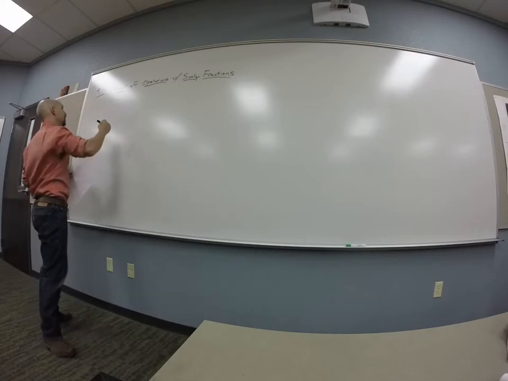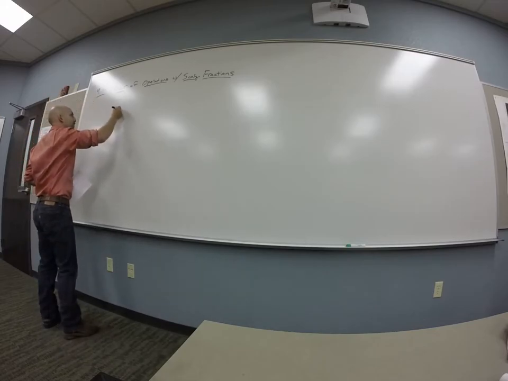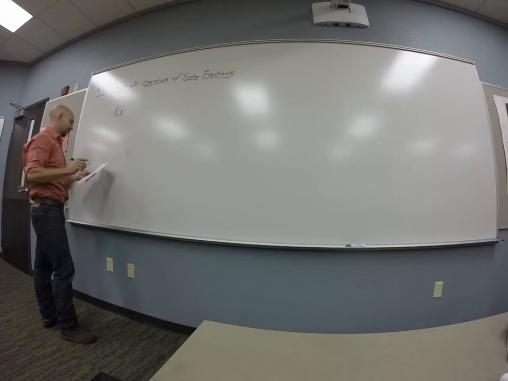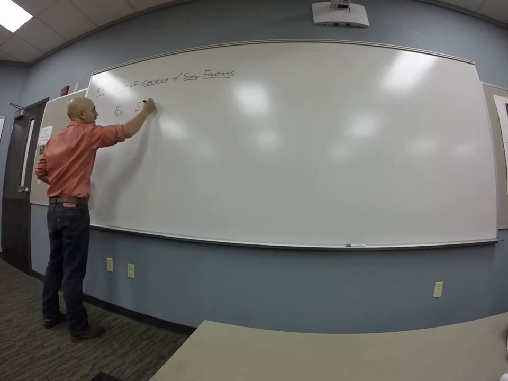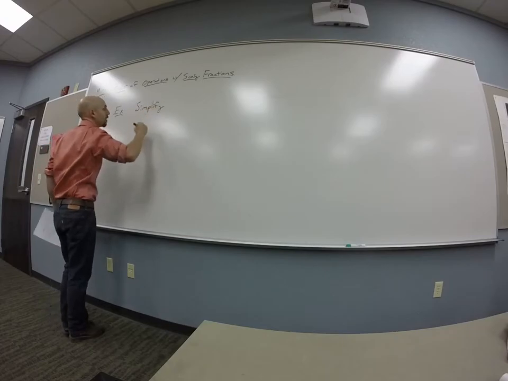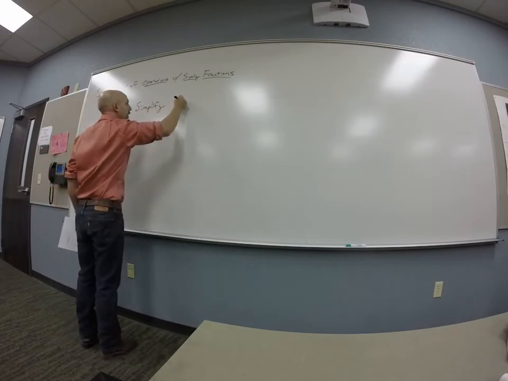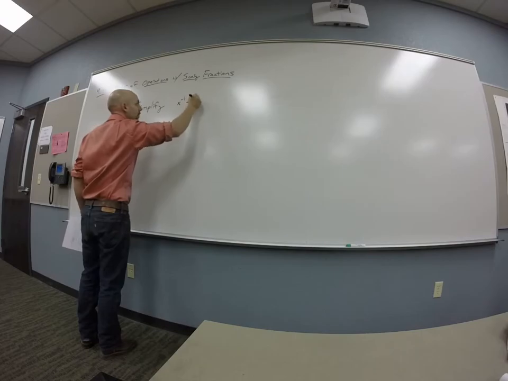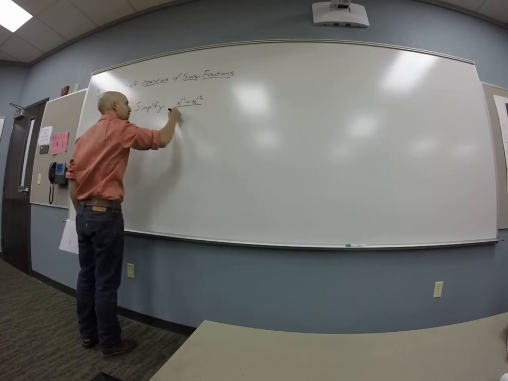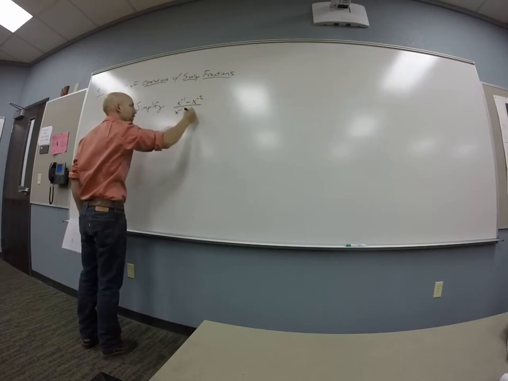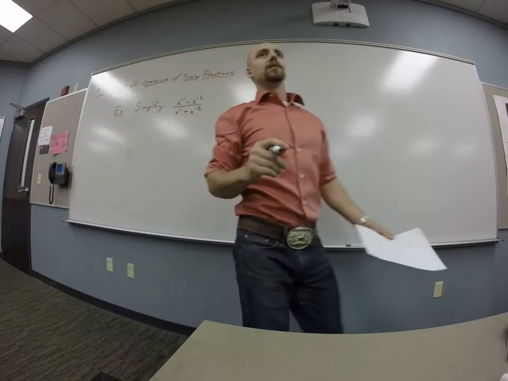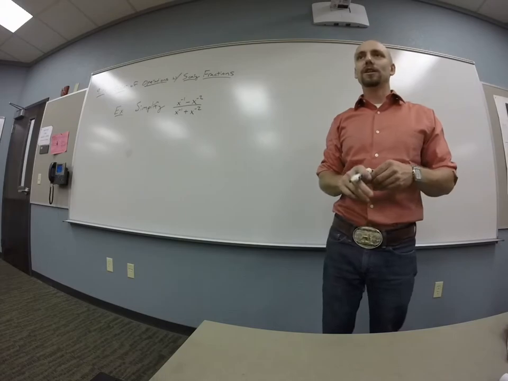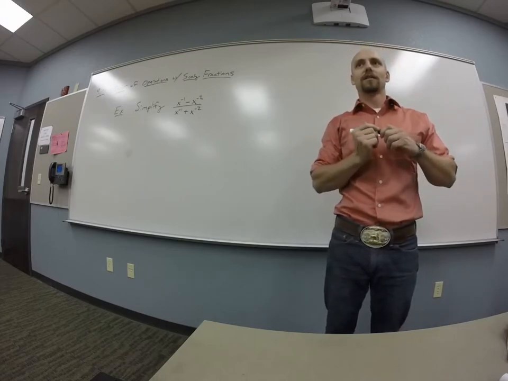All right, so let's try an example. And really, that's all we're going to do in this. So let's simplify x to the minus 1 minus x to the minus 2 over x to the minus 1 plus x to the minus 2. Does everyone agree that this fraction is terrifying?